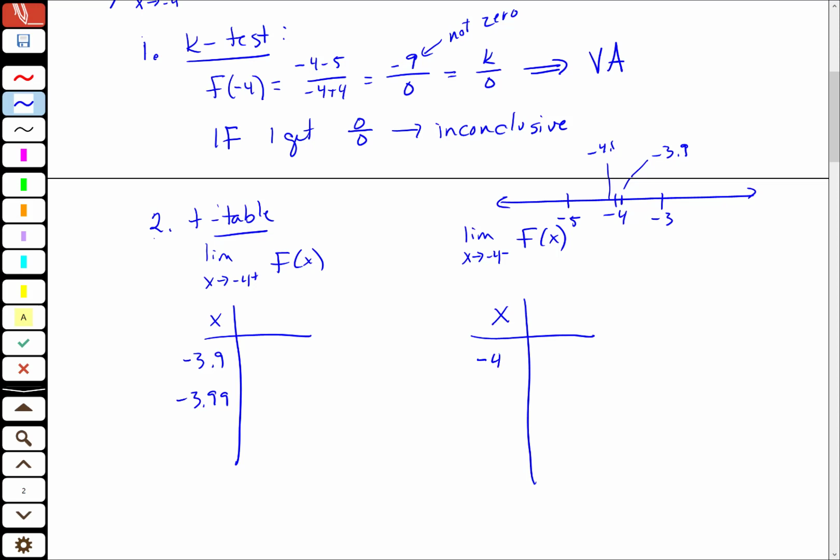And while I'm thinking about it, I'm going to set this up. Okay. And then you can plug this into your calculator. Let me find mine. I lost it somewhere. Okay. Into the original function, which should be x minus 5 over x plus 4. So I'll do that real quick. So I have -3.9 minus 5 divided by... I get -89.